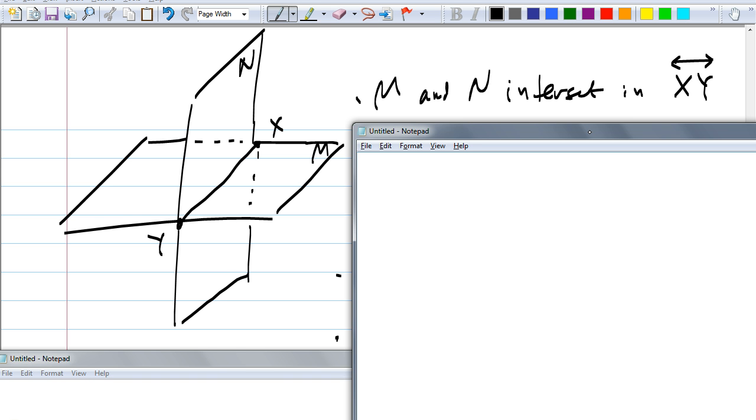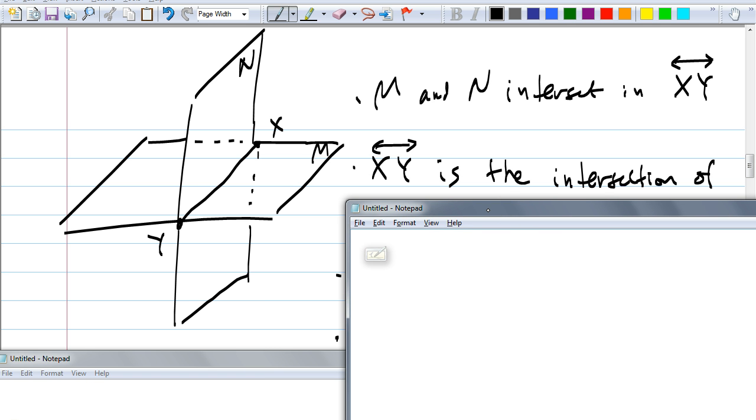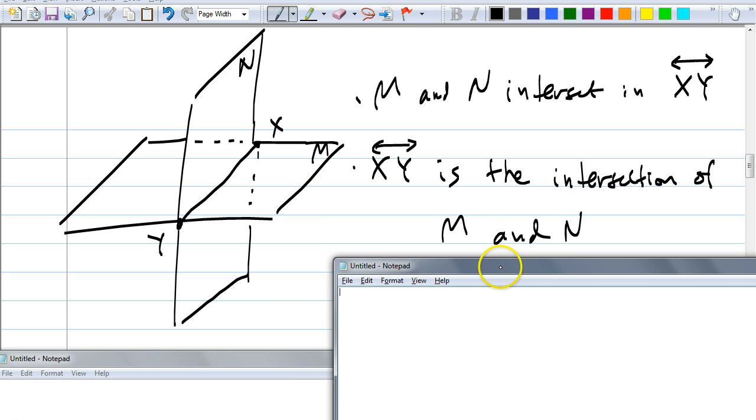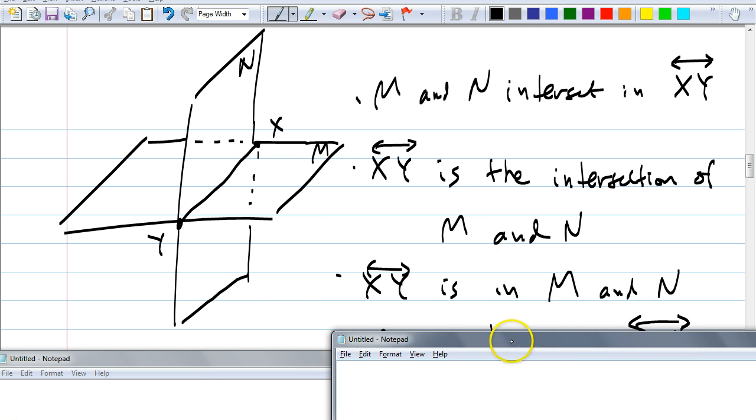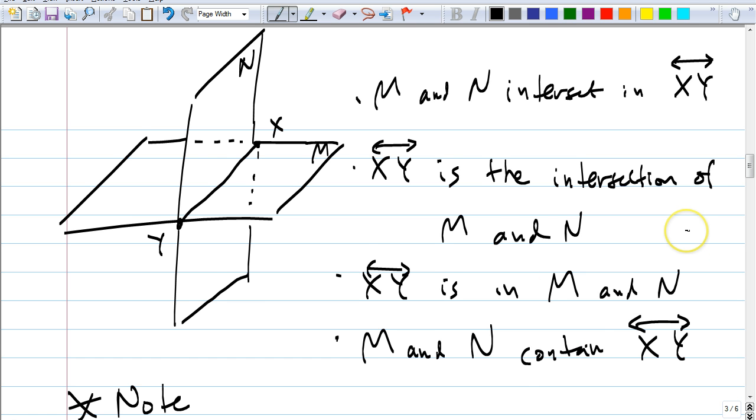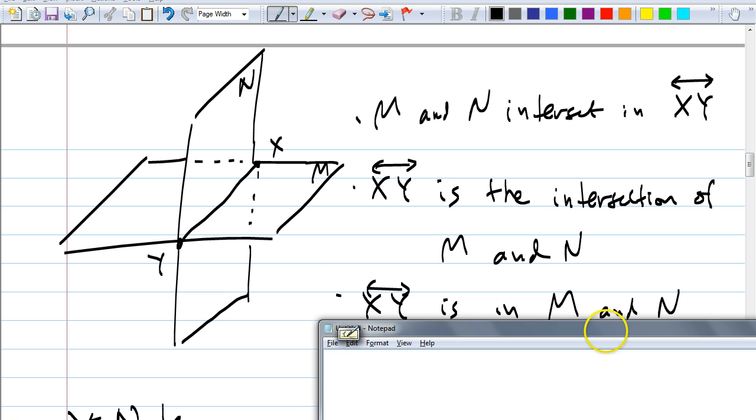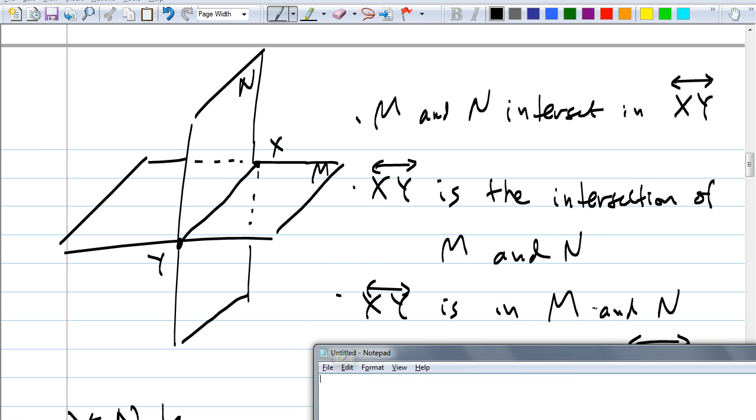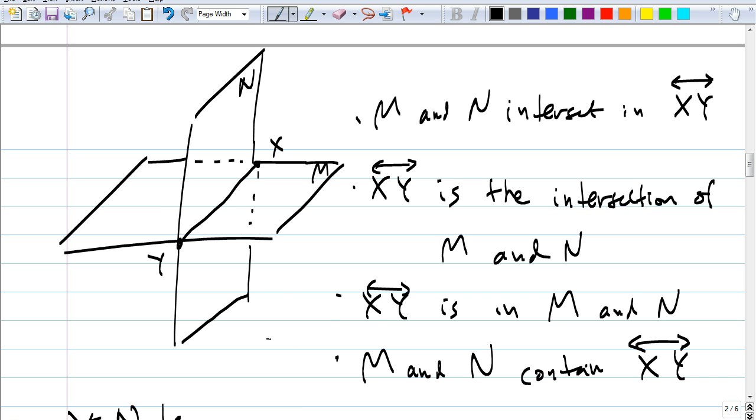Because M and N are your planes. You could also say that XY, the line, is the intersection of the two planes, M and N. And you could also say XY is in both of the two planes. It's sort of using that term, intersection of two figures, isn't it? Remember, intersection of two figures means the set of all points that are in both of the figures. See, this line XY is in both of the figures, aren't they? So it's sort of using that definition. And lastly, you could say M and N, the planes, contain XY.